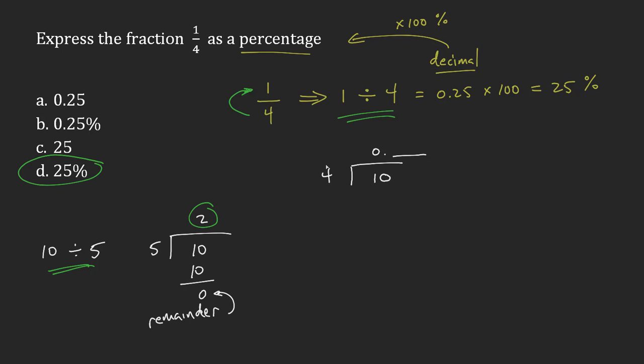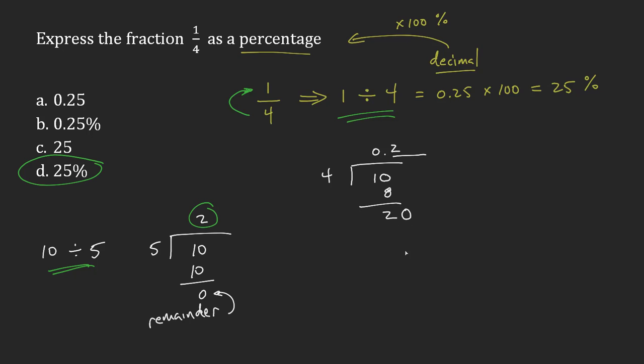So I have now 4 going into 10. Well, 4 goes in 2 times into 10, so this is now 0.2. Take the 2, multiply it by 4. If 4 goes into 10 2 times, what is 2 times 4? Well, it's 8. That gives me a remainder of 2. What about 4 into 2? Well, it doesn't go into 2, but remember, I can add a 0 on.